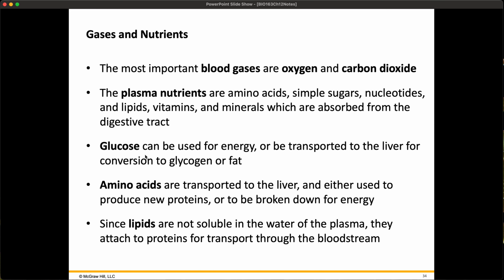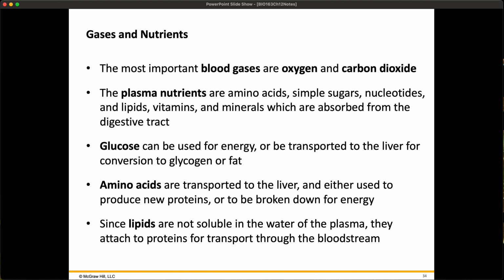Glucose traveling through the plasma can be used for energy or transported to the liver for conversion to glycogen or fat. Using it for energy means transporting it directly to cells to let them use that glucose. Or if there's enough excess, then it gets converted to something else. Amino acids are for proteins, and sometimes for energy if needed. And lipids are not soluble in water, so they bind to proteins to help them get transported through the bloodstream. That's always important to remember.